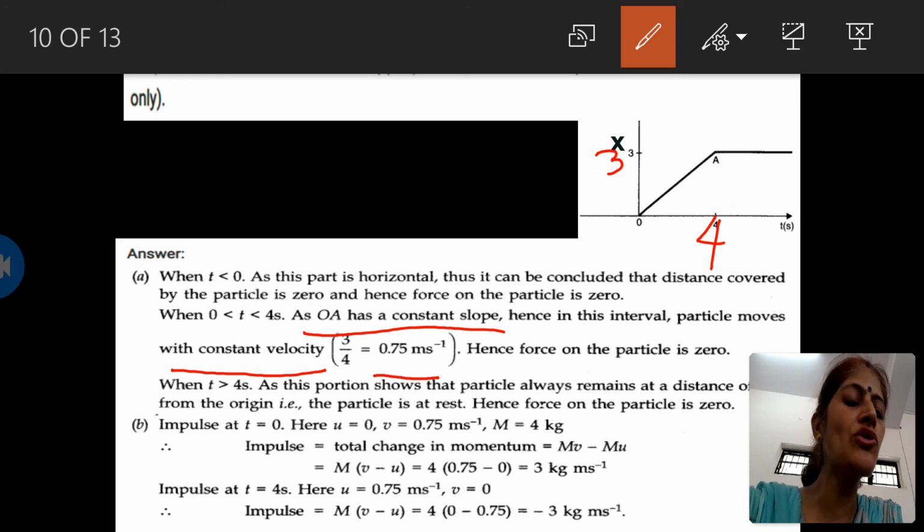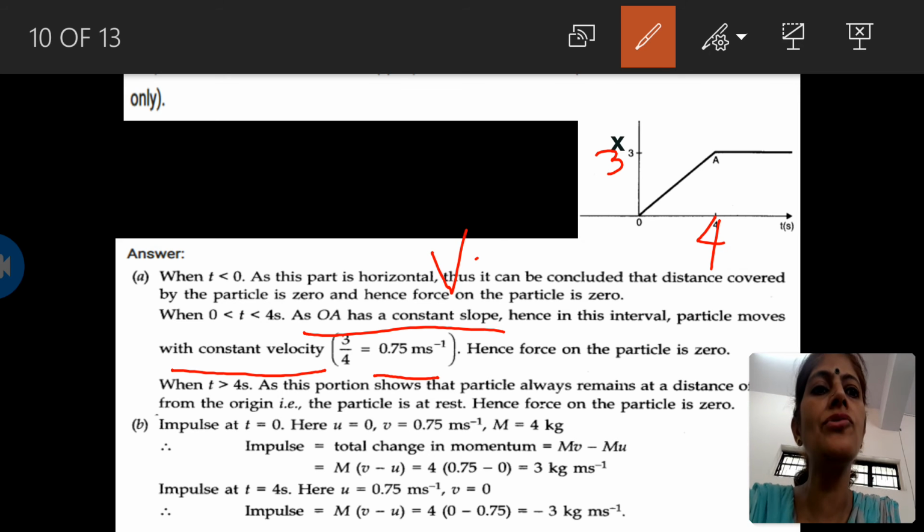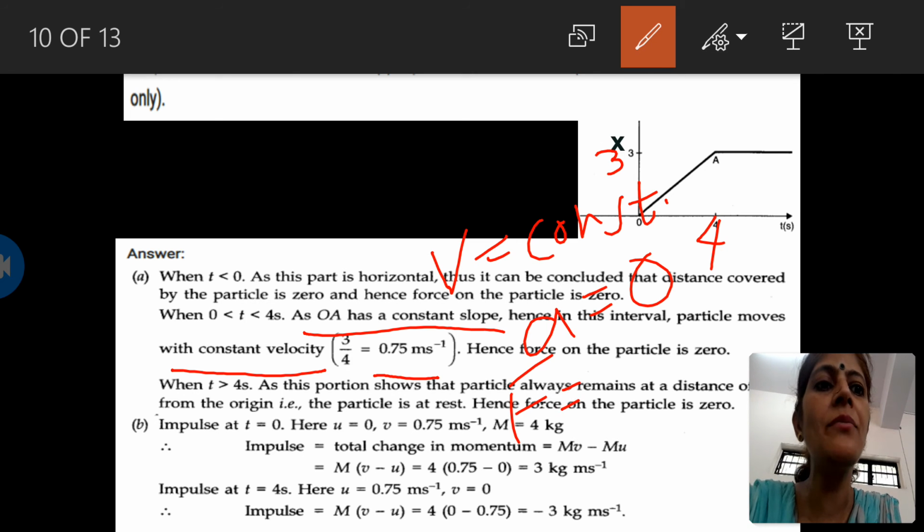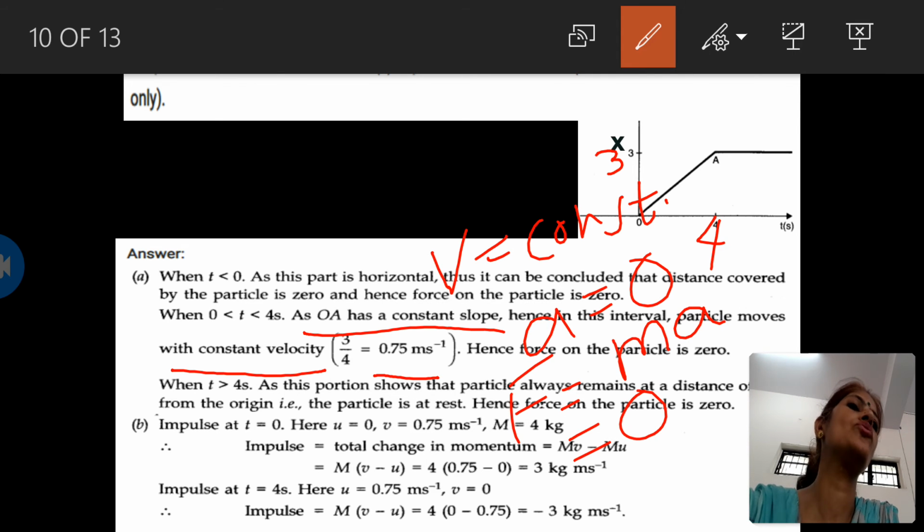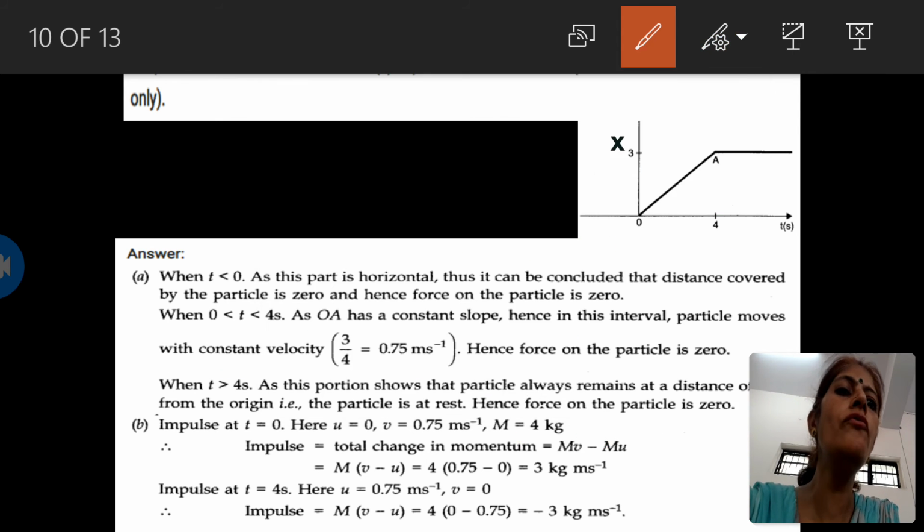Now as the velocity is constant, it means there is no acceleration. Acceleration will be 0. So as F is given by m into a, with no acceleration, force will be 0. So it means again there is no force acting on the particle for the time between 0 to 4 seconds.